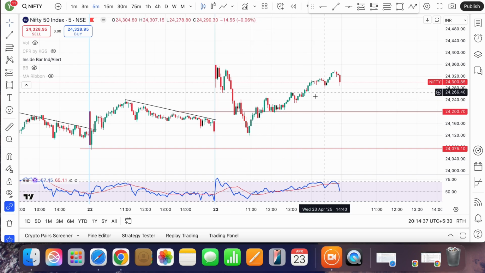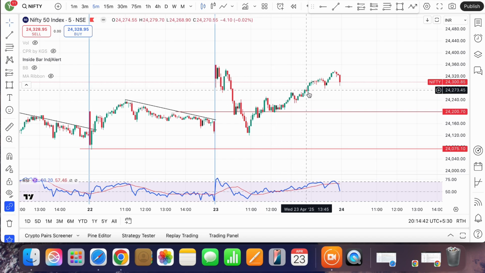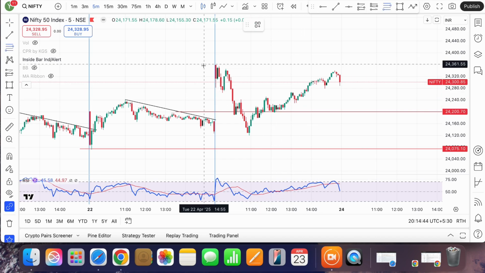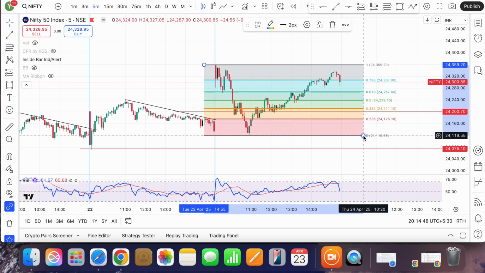Now, after that, today was a very volatile day. First the market gave a good fall and then it continued to recover slowly and steadily throughout the day. The second trade that could have been planned was around these levels I was looking at, but again, I did not take any particular trade.